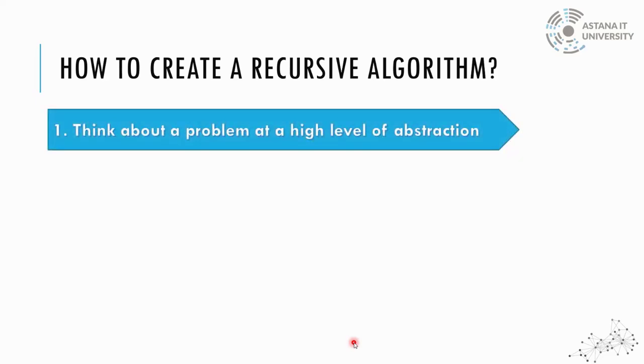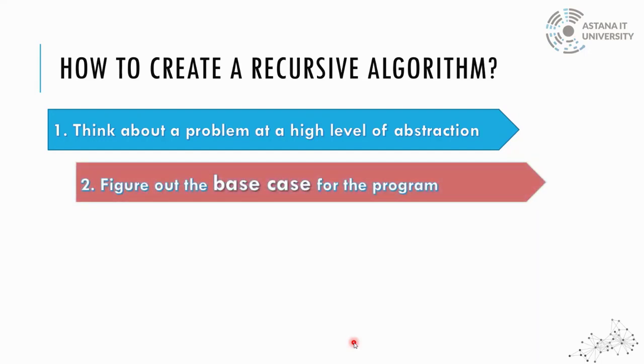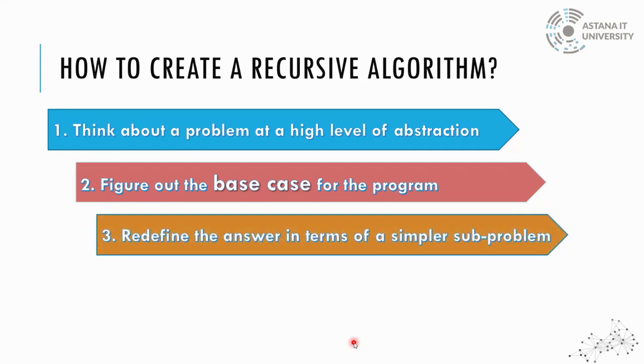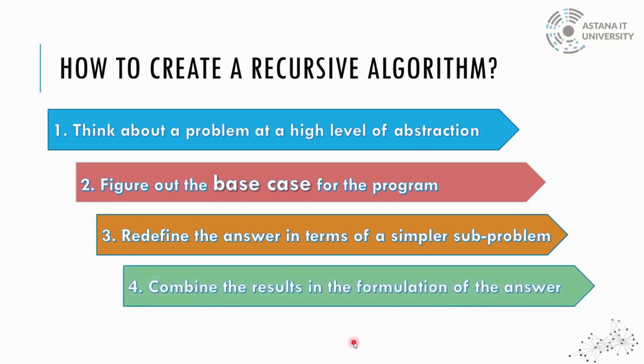So, some steps to create a recursive algorithm. The first is to think about the problem at a high level of abstraction without going into the specifics. The second is to figure out the base case for the problem, where your recursion should stop. The next is to redefine the answer in terms of a simpler subproblem. And finally, we combine the results in the formulation of the answer. So using this knowledge, let's solve another problem.